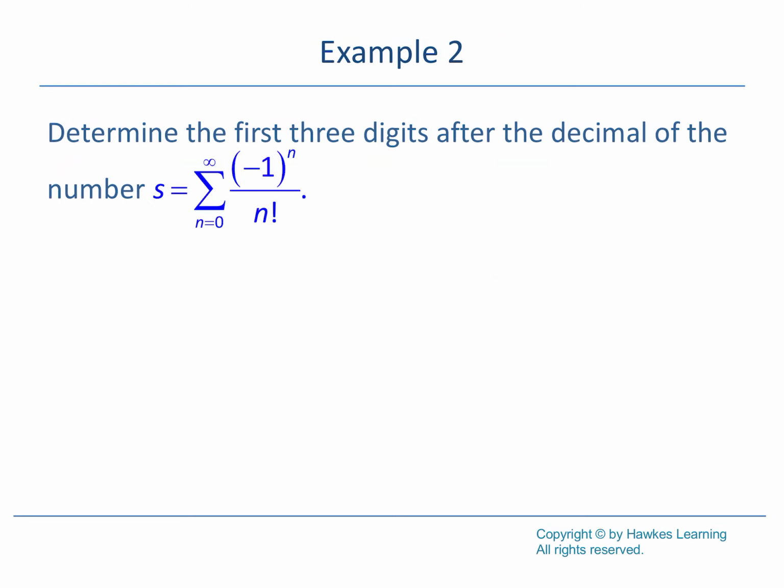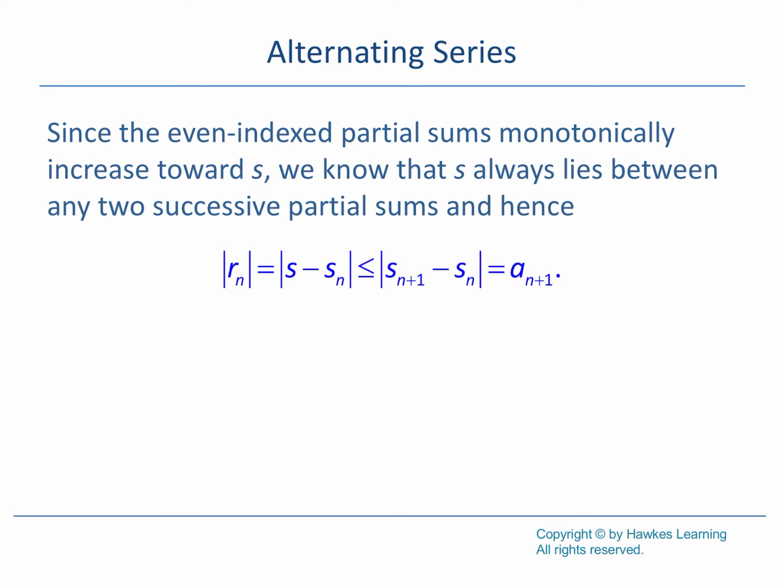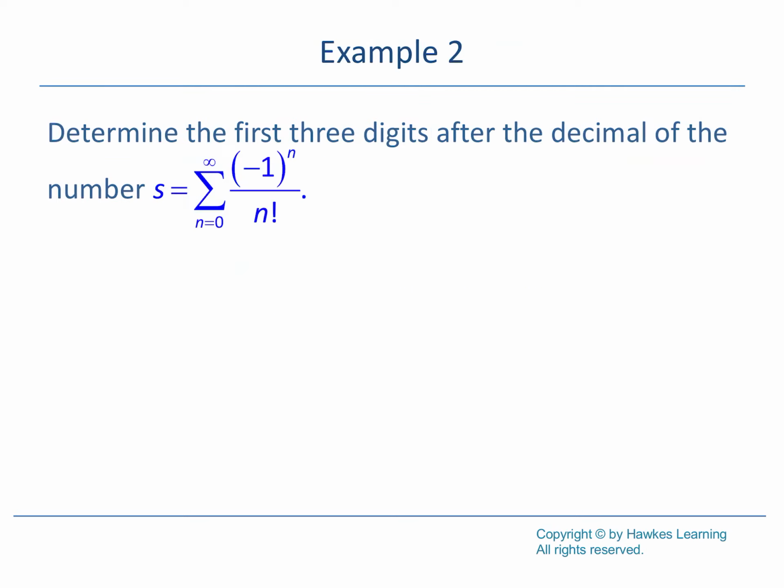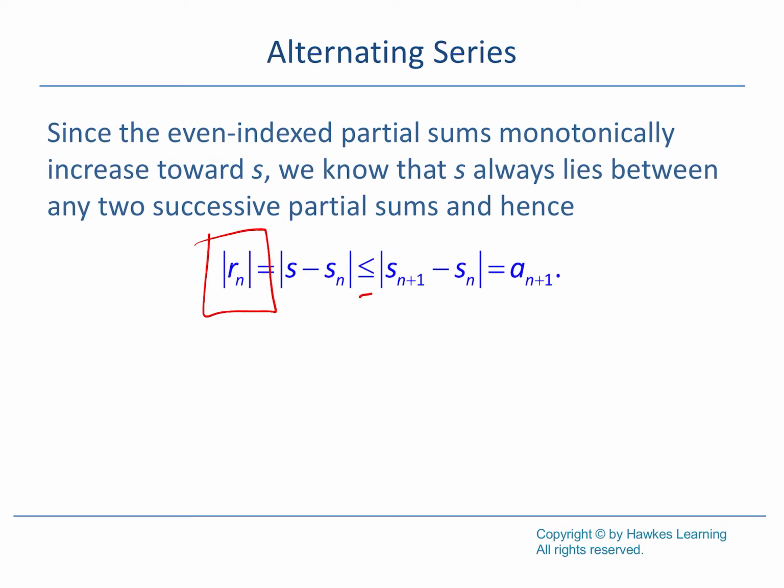So, yeah, that gives us a remainder estimate, like the distance of how far off we are at any given partial sum. This remainder is less than or equal to the n plus 1th term. It's really just that easy.